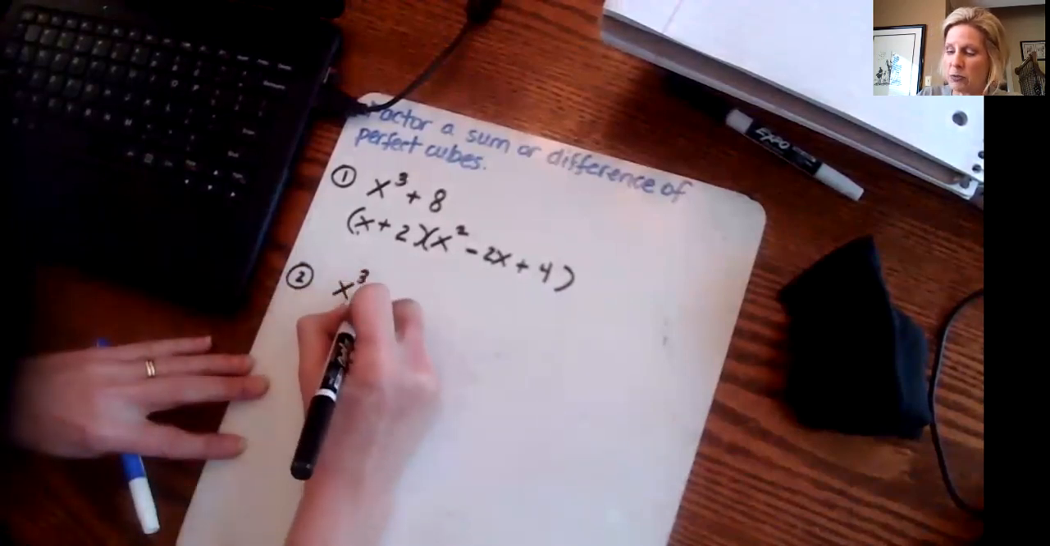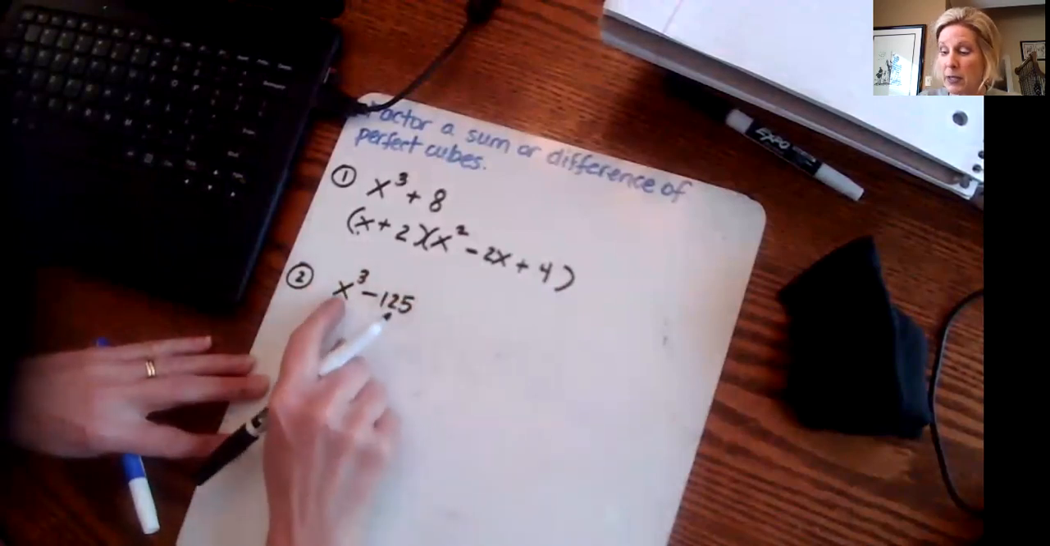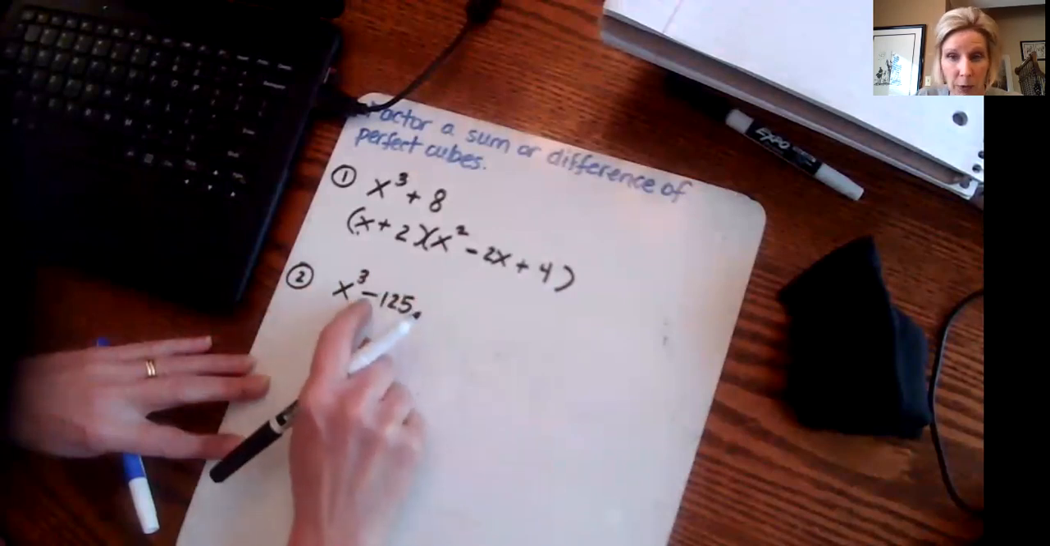Now, let's go to a second problem that's also pretty easy, pretty straightforward while you're learning. So x cubed minus 125. This time, x cubed is still a perfect cube. It's x times x times x. 125 is a perfect cube because it's 5 times 5 times 5. It doesn't matter whether it's plus or minus.